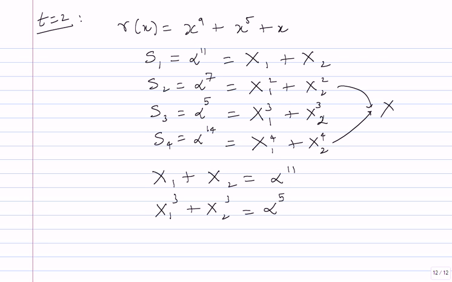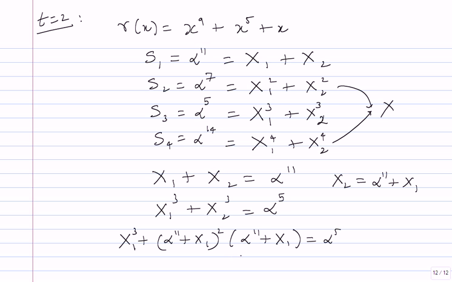So let's do x2 will be alpha power 11 plus x1. I'll put that back in here. So I get x1 power 3 plus, what will I get if I raise this to the power 3? I'll do it in 2 steps. I'll say alpha power 11 plus x1 squared times alpha power 11 plus x1. Why did I do this square first? Square is very easy, no? I know how to square.